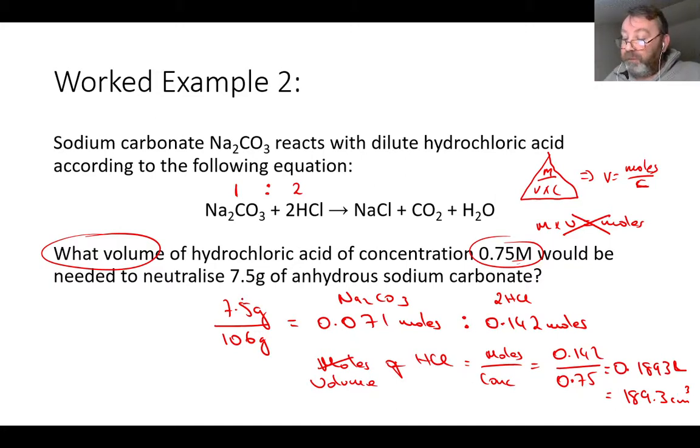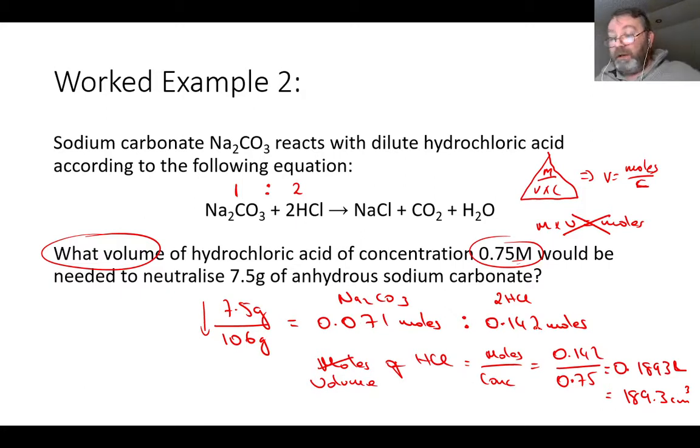So again, you'll notice in that there was enough information given about the sodium carbonate to turn 7.5 grams into moles. And we did that by division of the mass of sodium carbonate, which is 106. We got 0.071 moles of sodium carbonate. We then go back to the balanced equation and recognize the fact that twice as many moles of HCl are required. So I multiply that by 2 to work out the number of moles of HCl.